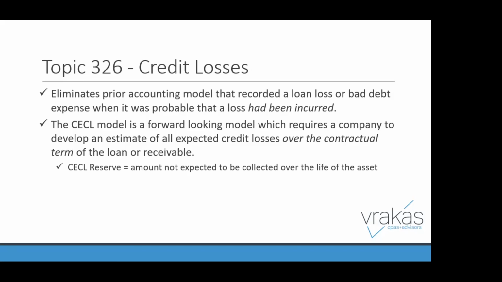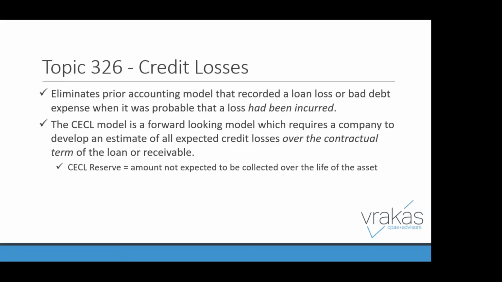The CECL model is a forward-looking model, and it requires the company to develop an estimate of the credit losses that they expect to incur over the contractual term of the receivable. One of the reasons I think people thought this was only applicable to banks is because banks have a longer holding period of their loans, right? So those are the receivables that are on their books for 10, 20, 30 years.